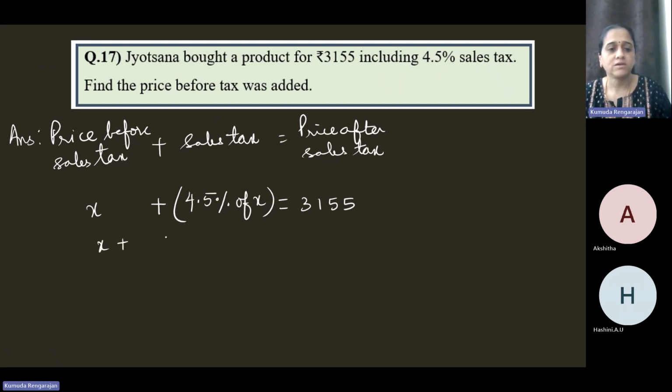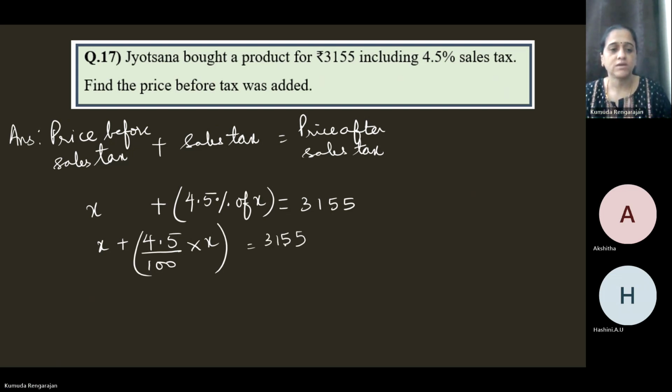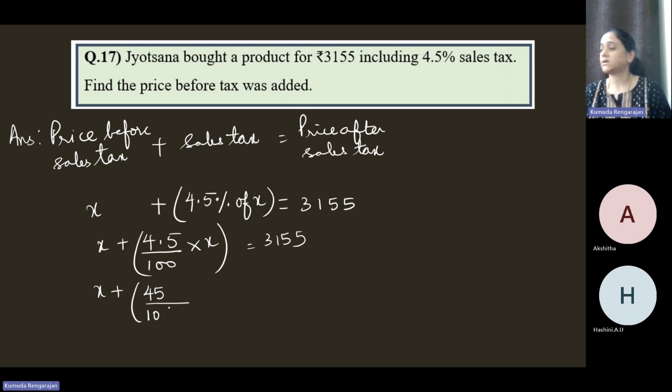So X plus 4.5 by 100 into X is equal to 3155. Shifting the decimal point, 4.5 becomes 45 by 10. Then this X goes here, into 100, is equal to 3155. X you can write here with 45. 4.5 is 45 by 10.